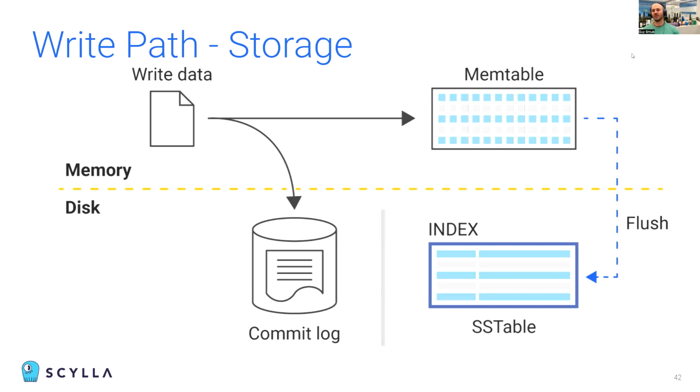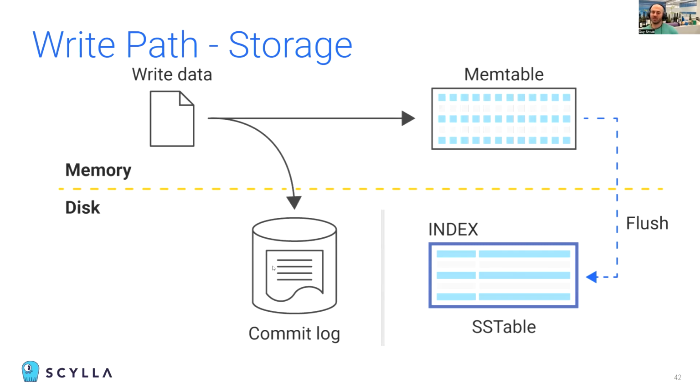But when we write data, the data is written to a mem table, which exists in memory, and to a commit log, which is on the disk. Okay, and that means that the write is very, very fast. You simply write the data. You don't have to do anything. And it's written to memory and to the disk. Once the mem table becomes full, it's written as an SS table to the disk. Okay, and then a new mem table is created.